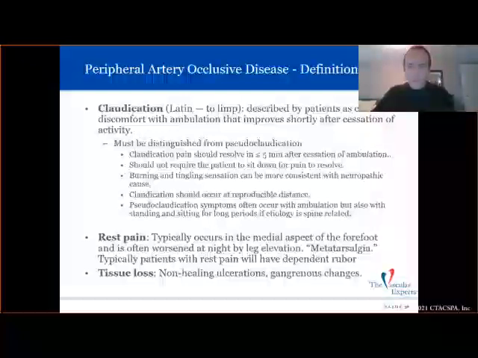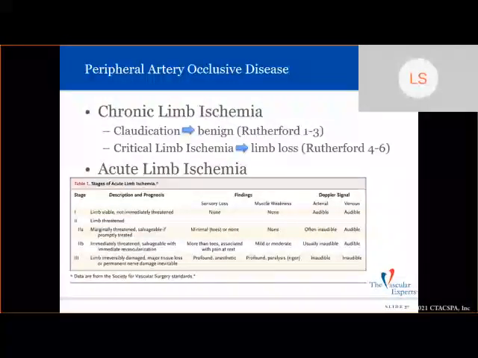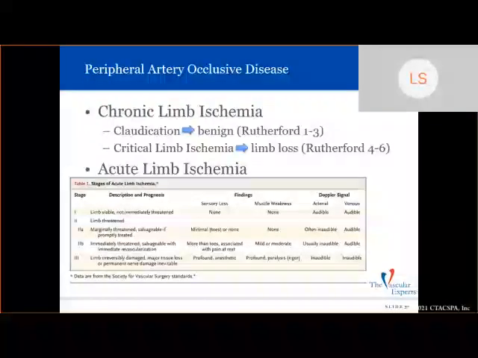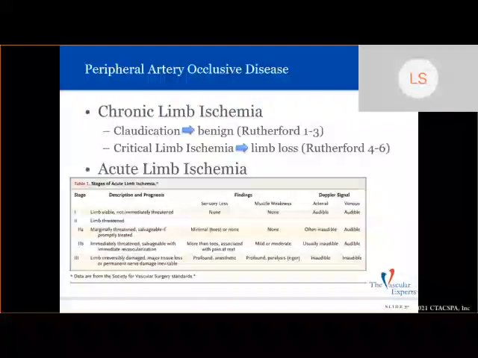So we call it metatarsalgia because the pain is in the foot. And then patients also have tissue loss, which is gangrene and ulceration in the feet. So those are the different ways that we think about chronic critical ischemia. And then there's also a related disease, a different process, which is acute limb ischemia. Acute limb ischemia is from immediate occlusion of the vessels distally, which we'll go into a little bit more.